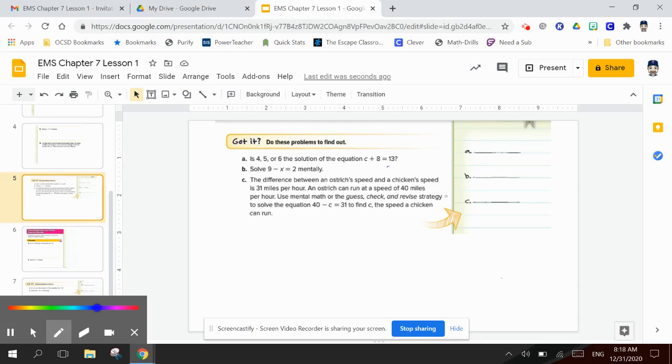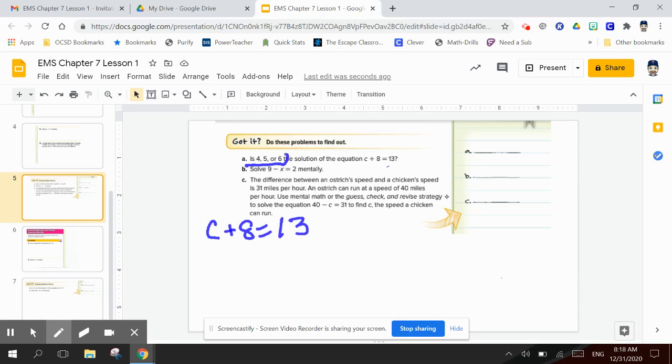So for our GATA problems, letter A, is 4, 5, or 6 a solution of the equation c plus 8 equals 13? So again, I take my equation c plus 8 equals 13, and I try each one of these numbers up here, 4, 5, and 6. So if I use 4, c equals 4. 4 plus 8 is 12. That's a no.